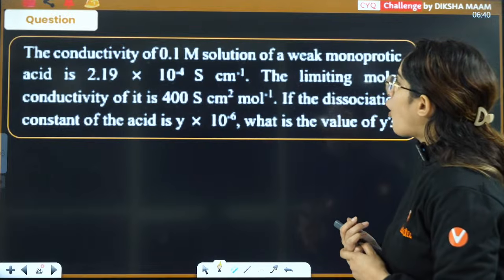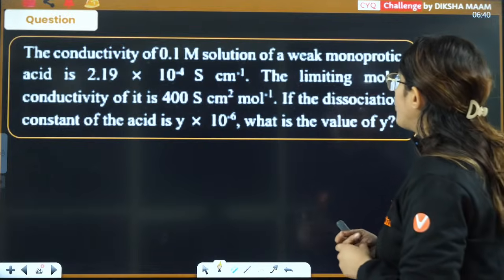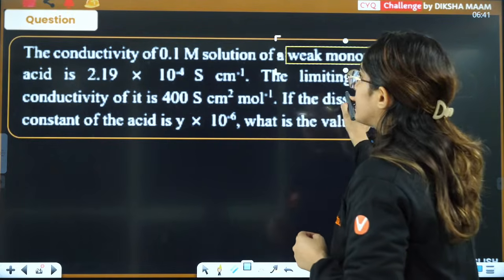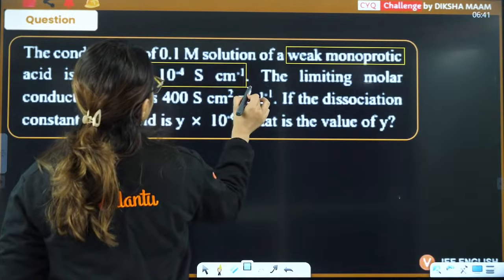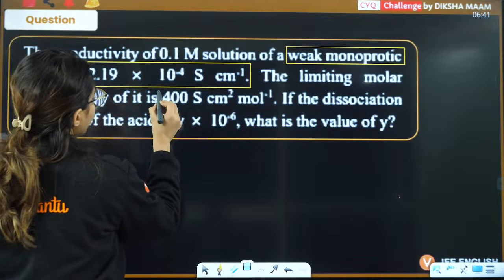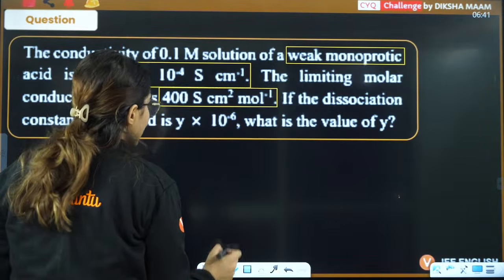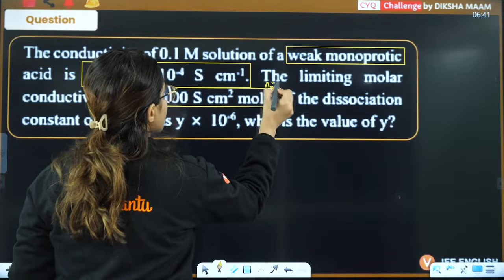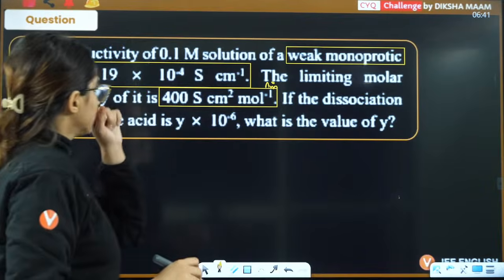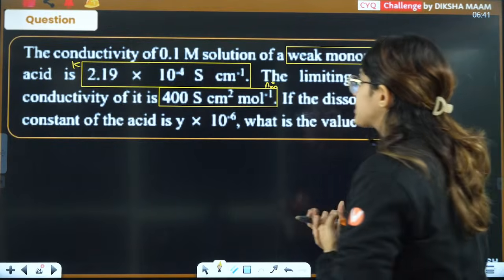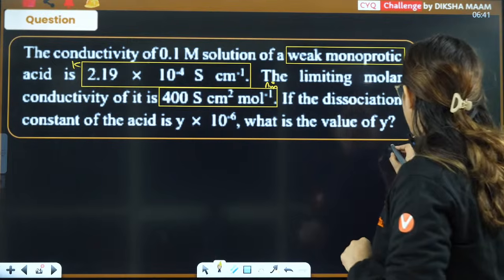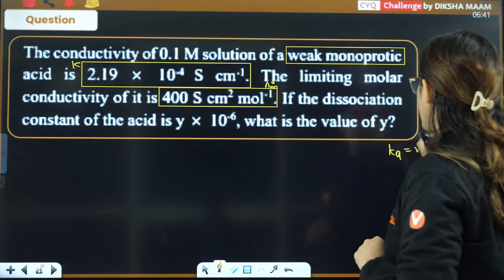So, conductivity of 0.1 molar solution of weak monoprotic acid. They have given you for weak monoprotic acid, the conductivity is given to be this. What is conductivity? That is kappa. Limiting molar conductivity of it is this. Limiting molar conductivity, that means this is given to be 400. This is kappa. And if the dissociation constant of acid is this, what is the value of y? Alpha, Ka you have to solve here.